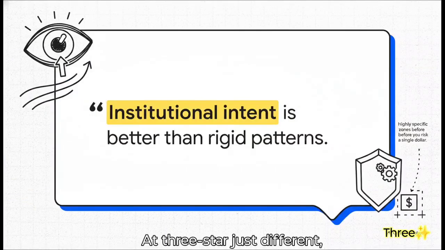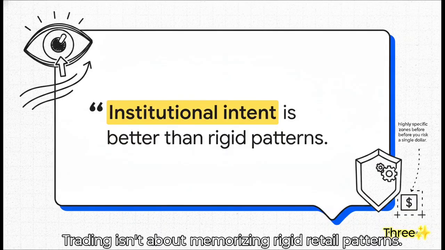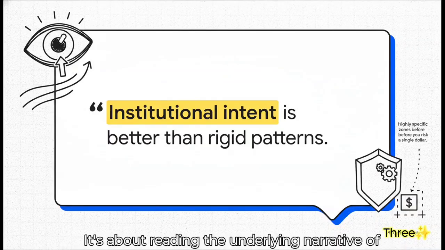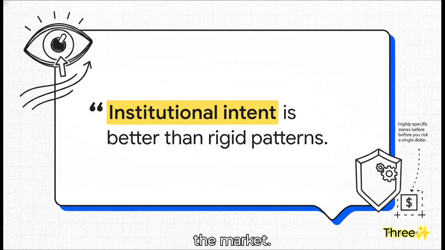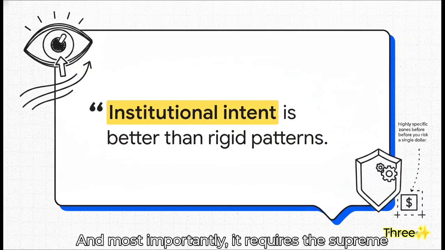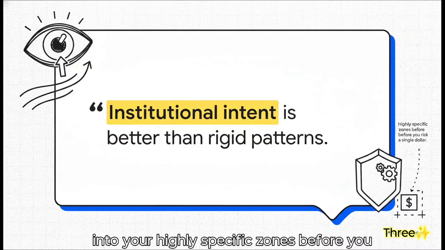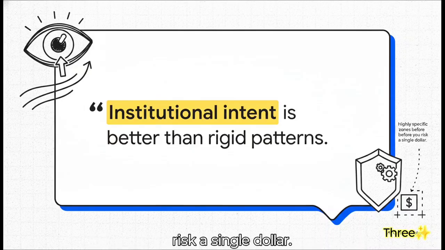At 3-Star Just Different, we always say that we don't just trade the chart, we read the story behind it. Trading isn't about memorizing rigid retail patterns. It's about reading the underlying narrative of the market. It's about understanding institutional intent. And most importantly, it requires the supreme discipline to just wait for the market to come into your highly specific zones before you risk a single dollar.